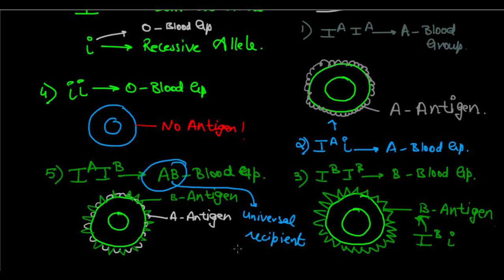But there are certain small exceptions which we will discuss during the RH factor, that is the RH blood group. O can give to anyone, again with a small exception, and it is called the universal donor. That's it. That's all for your AB and O blood group.